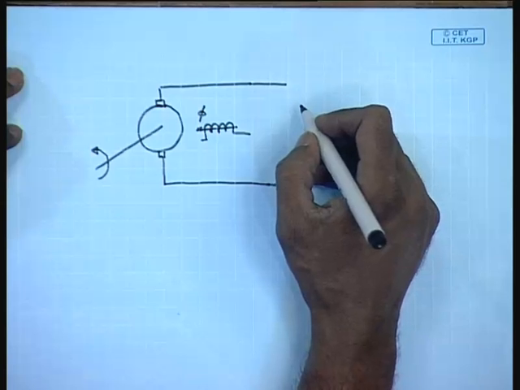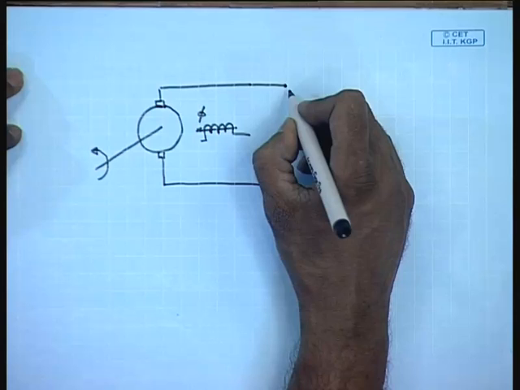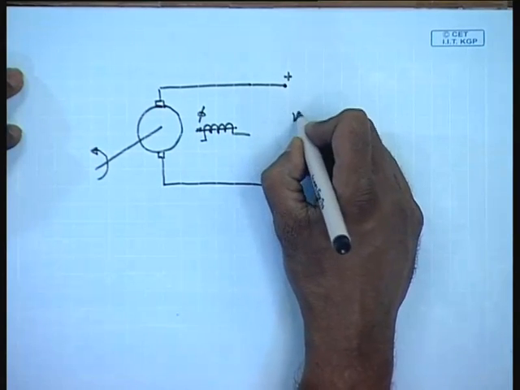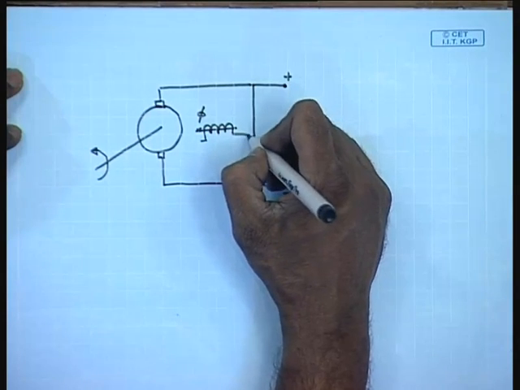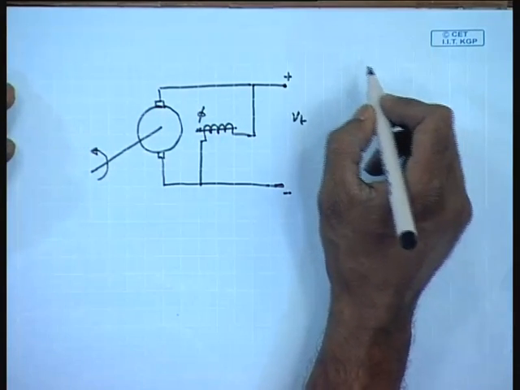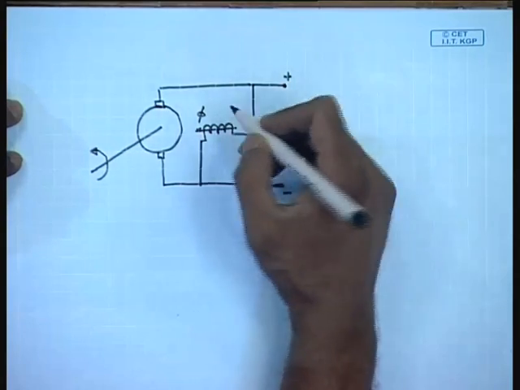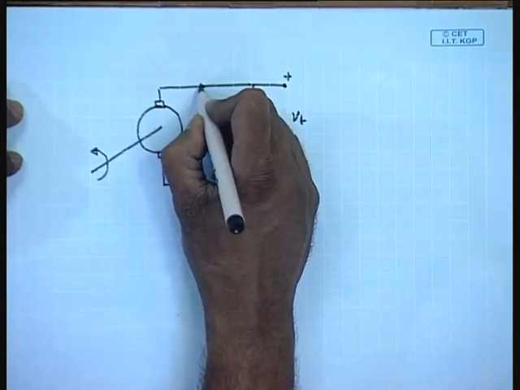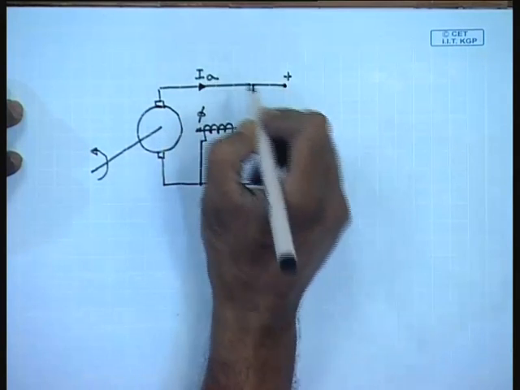However, it is not essential that a load is connected, just a resistance is connected. It can as well be connected to a constant DC supply of voltage Vt. Even then it will work as a generator, provided the prime mover can run the armature at a speed such that the generated voltage E is larger than the terminal voltage Vt. So, the armature current will flow in this direction.